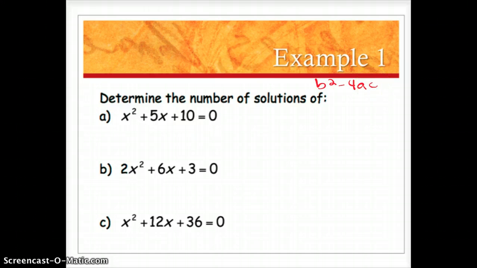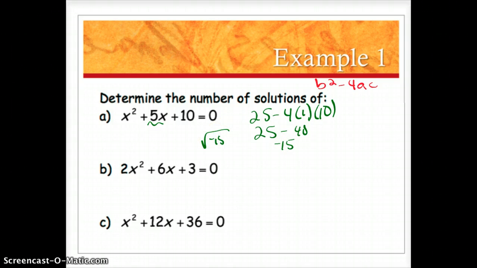So in this case, b squared, 25, minus 4 times 1 times 10, I get 25 minus 40. It gives me negative 15. That's a negative discriminant. So if I was solving with the quadratic formula, negative 15 would be under the radical. Okay, since we can't have that, this one has no solutions, so there's none.